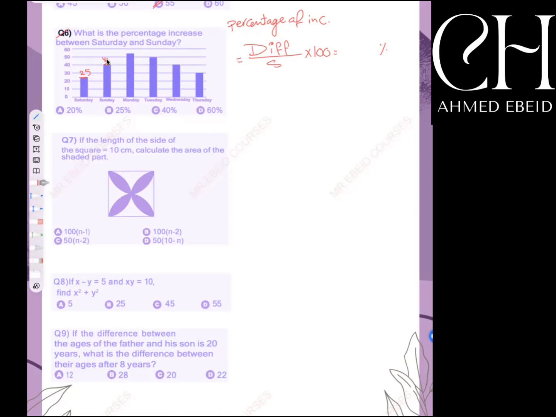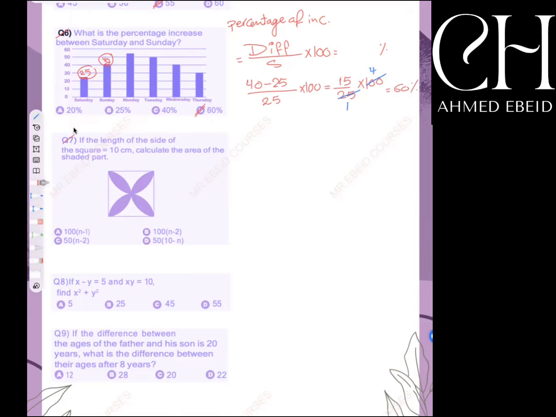So the difference between these is 40 and 25. So write down 40 minus 25 over the smaller number, which is 25, times 100. So 40 minus 25 is 15 over 25 times 100. Then simplify. Divide 25 by 25 is 1 in the denominator. Divide 100 by 25 is 4 in the numerator. So the answer is 15 times 4, which equals 60%. So it's D.